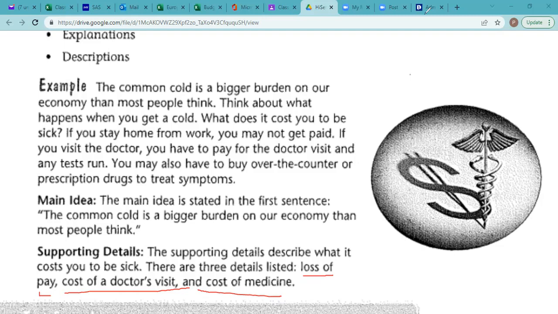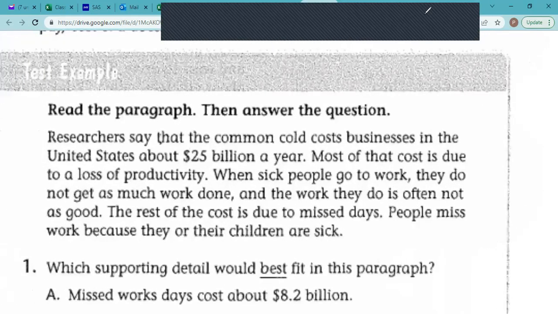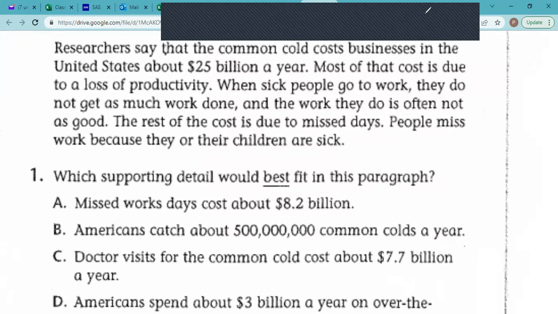Okay. Going on down here. So here is another paragraph that we're going to read about the common cold again. And then we'll answer the question below.